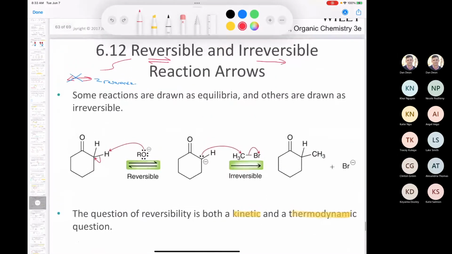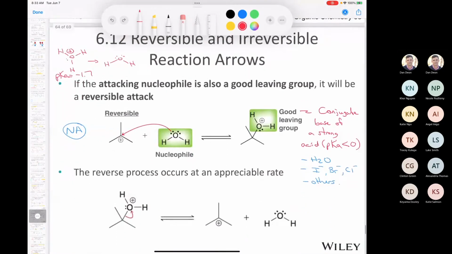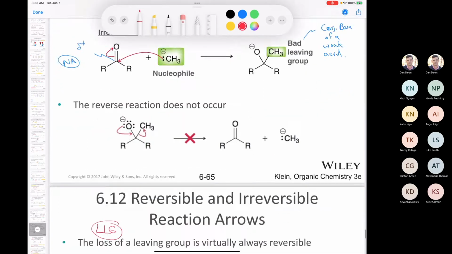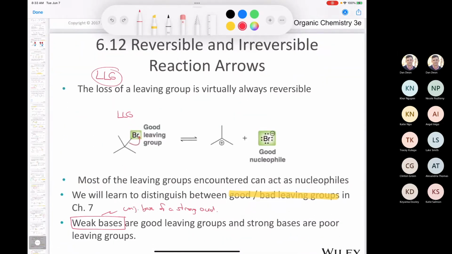So we started here. We have reversible and irreversible arrows. We want to decide which one to use in our mechanisms. First, we started with the nucleophilic attack. We said if it's a good leaving group, it's reversible. If the nucleophile is a crummy leaving group, it's irreversible.